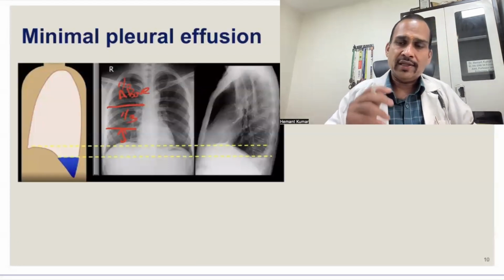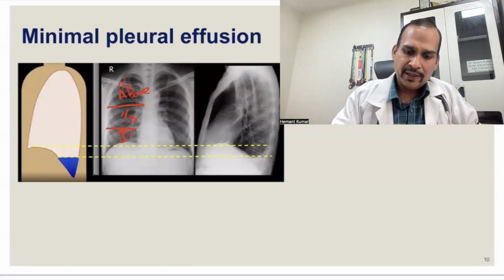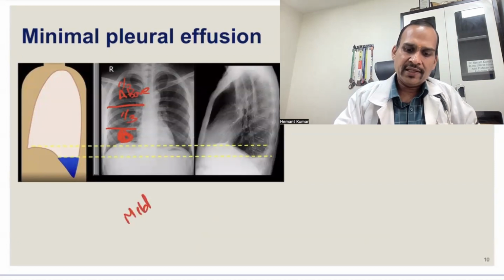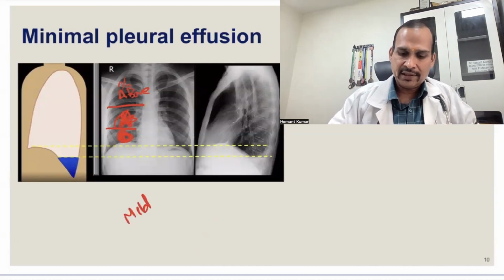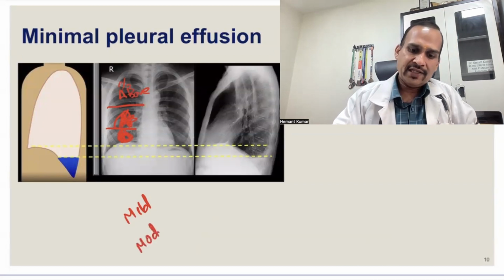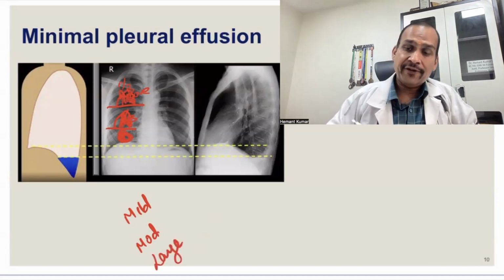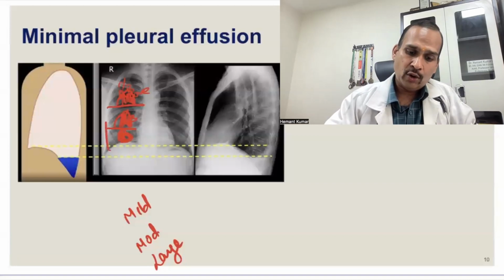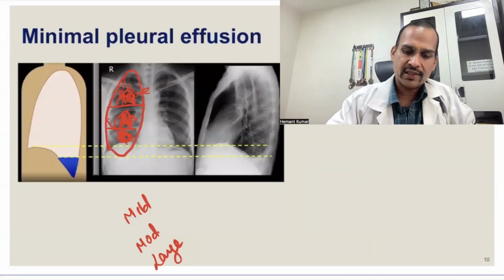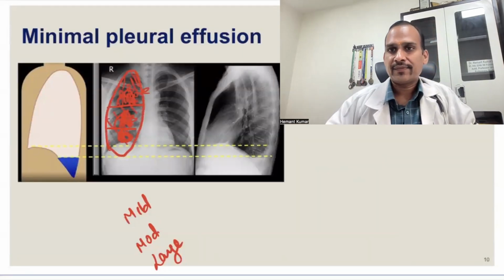Okay. So if fluid is there in the lower compartment only, this is mild. If it is there in the middle compartment, this is moderate. If it is there in the third compartment, it is large pleural effusion. If it is more than that, occupying almost the whole hemithorax, then it is massive pleural effusion.